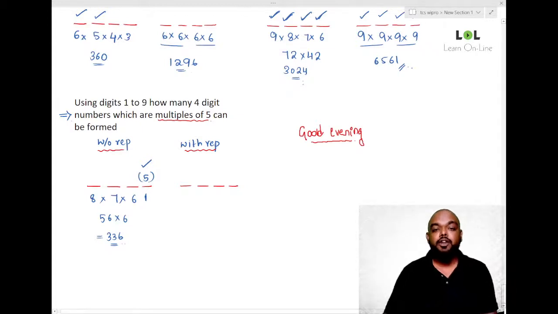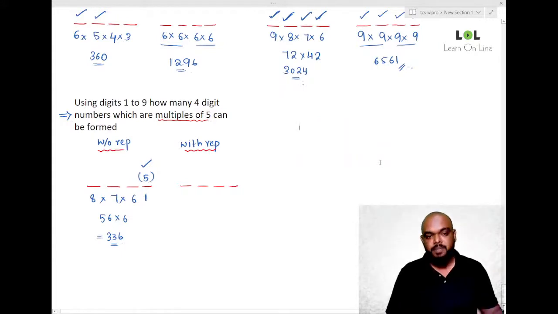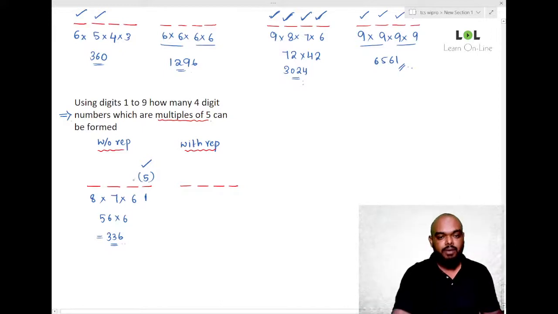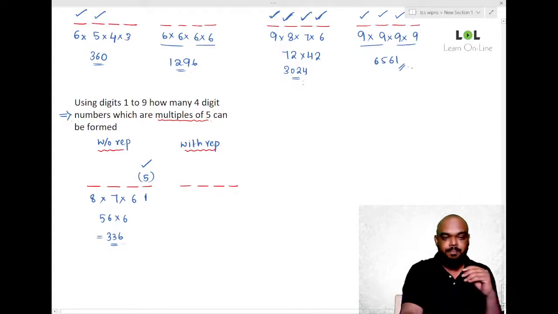So permutation and combination. In permutations, we started with the problems based on numbers. When we were doing this, we lost the power the other day, and then we stopped that class. Let us continue from where we stopped. What is the question? Using digits 1 to 9, how many 4-digit numbers which are multiples of 5 can be formed? 4-digit number means 4 places.